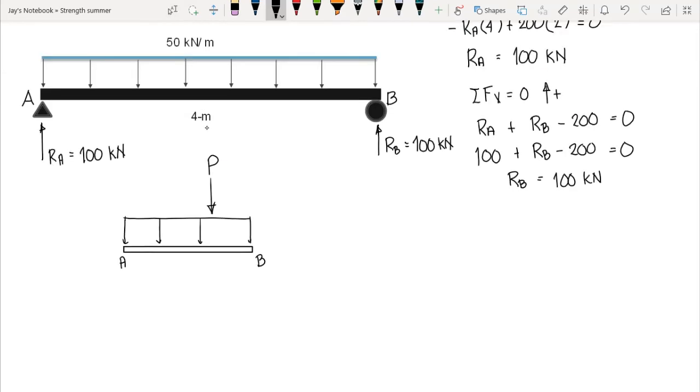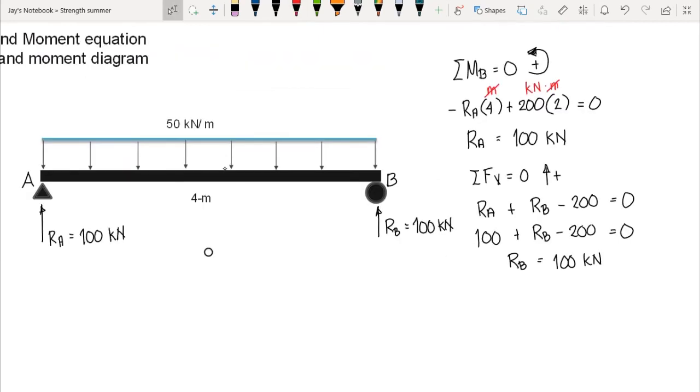But in a case like this one, we have a uniformly distributed load and we also have a concentrated load P. Now, take note that our concentrated load P causes discontinuity in our beam. So therefore, we could have a different moment equation for this span, and we could also have different moment and shear equations for this other span. So therefore, we should come up with two cross sections, or two cut sections rather.